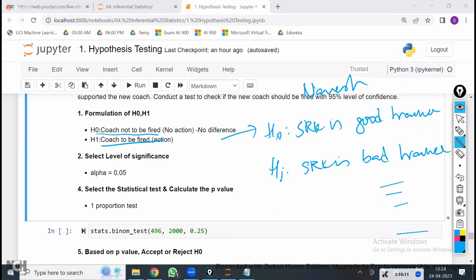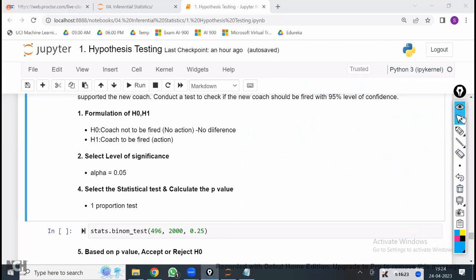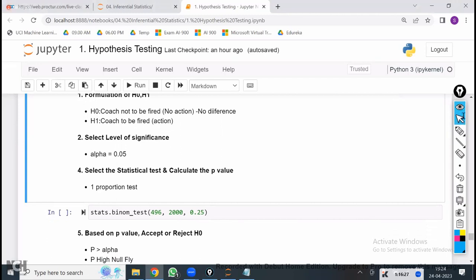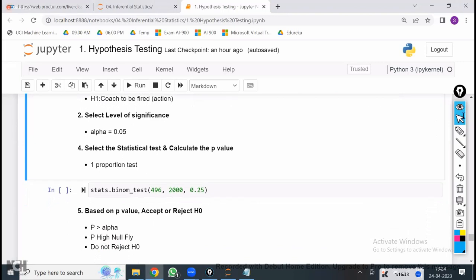So here I have a data set. In the data set, there are adults who purchased and adults who did not purchase. Within the adults, how many people purchased and how many did not? Similarly, within the children, how many purchased and how many did not? We have both of them.